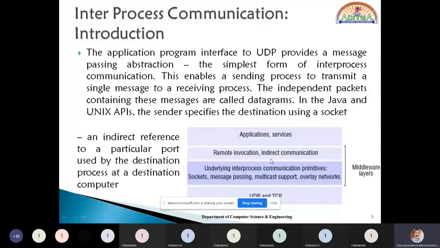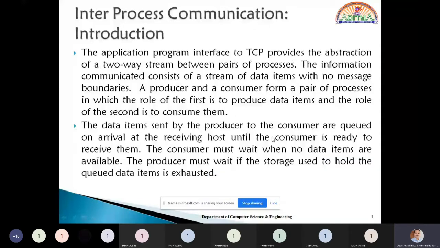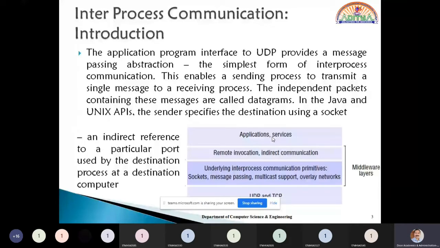In this particular diagram, the middle layers, that is inter-process communication primitives, sockets, message passing mechanism, multicast support, and the remote invocation and indirect communication, are nothing but the middleware layers. The bottom layer is UDP and TCP, which are the communication protocols, and above we have the applications and services. So the communication will happen using the middleware layers from the application server through UDP and TCP.